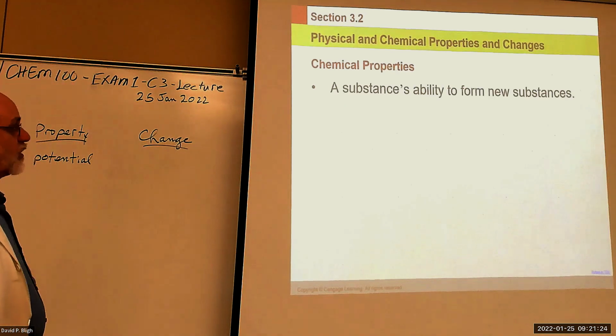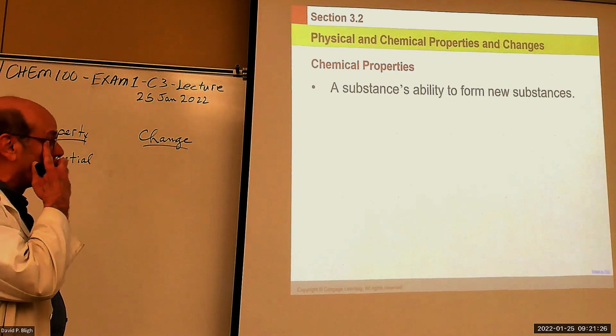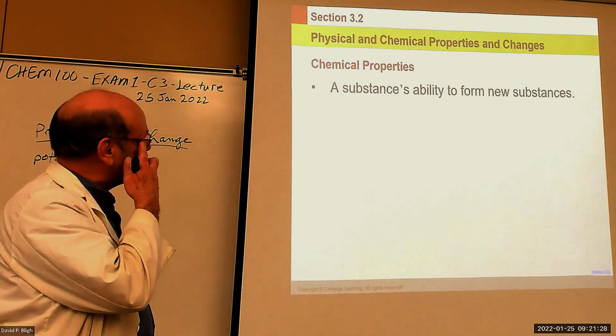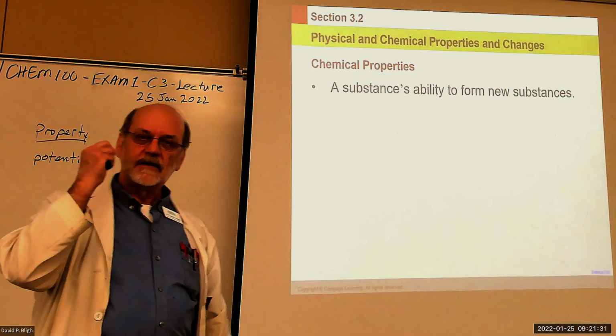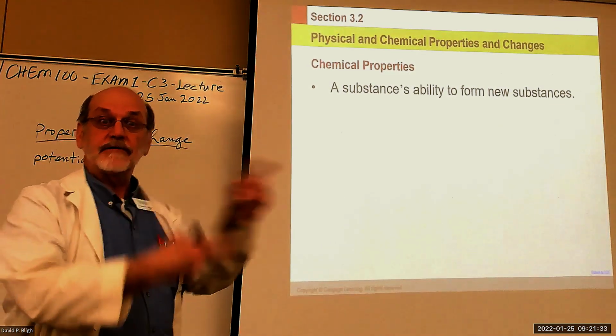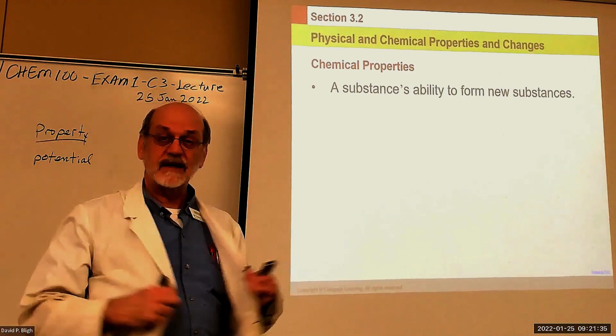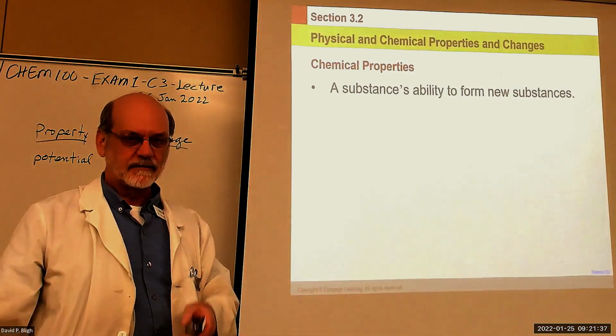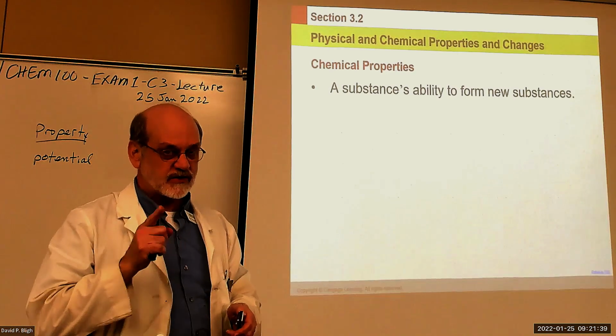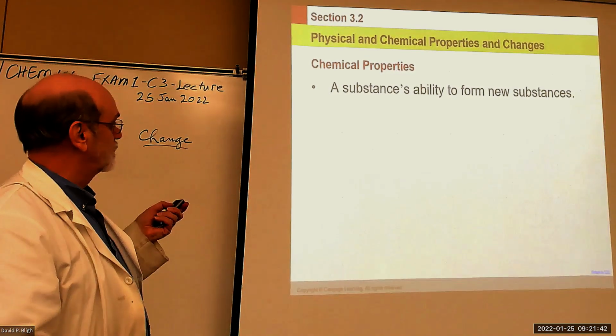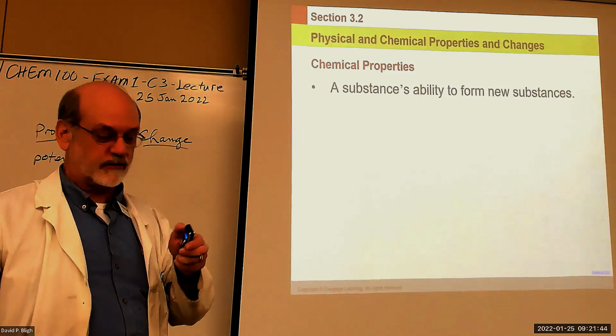Okay, chemical properties. This describes the potential for a substance to become a different substance. And I mean, it changes identity. But we're not saying it changes yet. This is the potential. Chemical property is the potential for change.